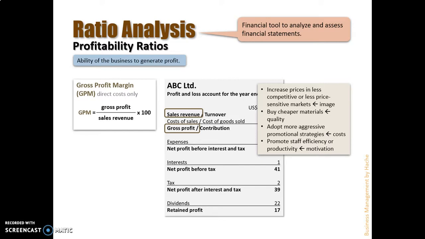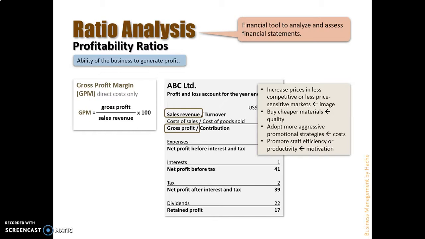A second solution might be to buy cheaper materials or find a cheaper provider or supplier. Again, this is a good move to reduce the cost of sales, but you have to be careful not to affect the quality of your product by getting cheaper materials or buying from a cheaper supplier.